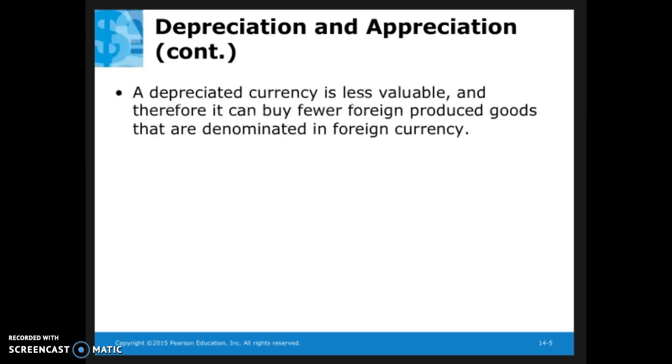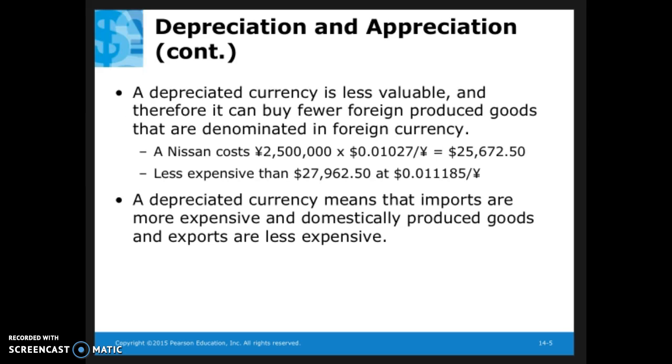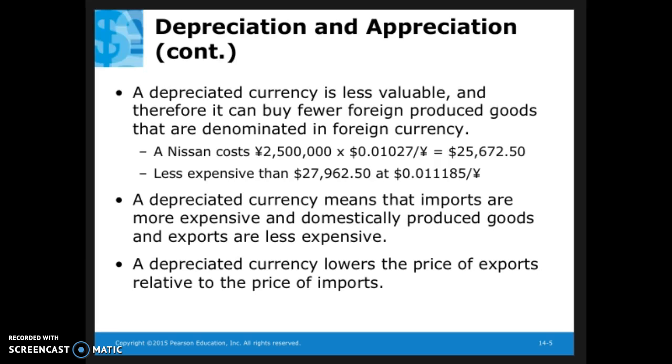A depreciated currency is less valuable, which means it can buy fewer foreign produced goods that are denominated in foreign currencies. A Nissan costs 2.5 million yen times the exchange rate per yen equals $25,672.50, which means it's less expensive at a less expensive exchange rate. This means that imports are more expensive and domestically produced goods and exports are less expensive when you have a depreciated currency. Lowers the price of exports relative to the price of imports.